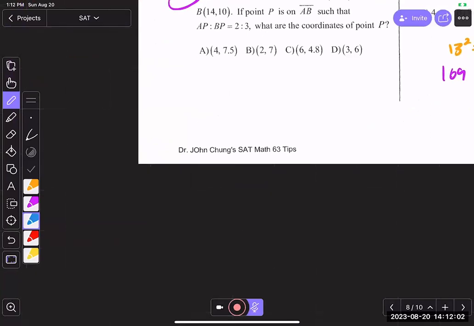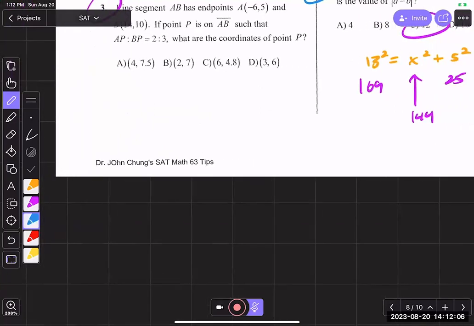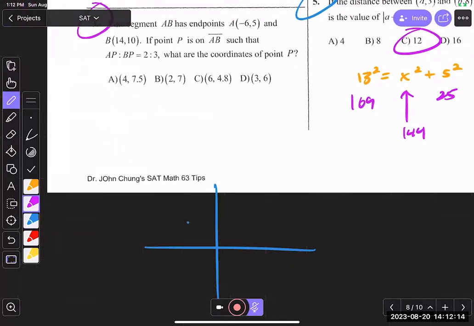We could. So if I say, gosh, this is a little bit large of a graph. So -6, 5 is like around here. And the other one is 14, 10. So like what, here? Yeah. And we're looking at a distance there.